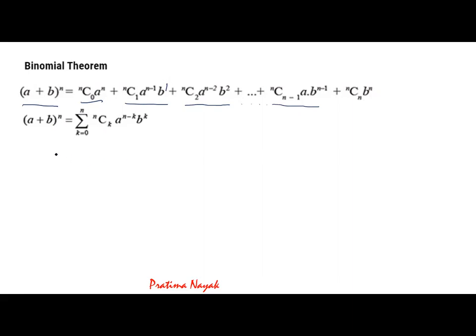Only you should keep in mind here, nC0 is 1, n combination 0 is 1. This is the same as n combination n. Similarly, nC1 is n. This is the same as nC(n minus 1). Then you will feel less difficulty calculating the coefficients. Another is nCr is equal to nC(n minus r).